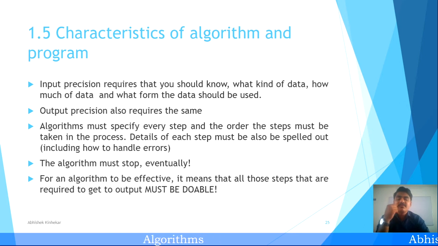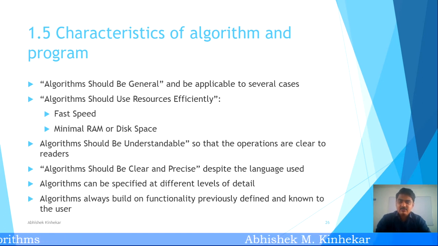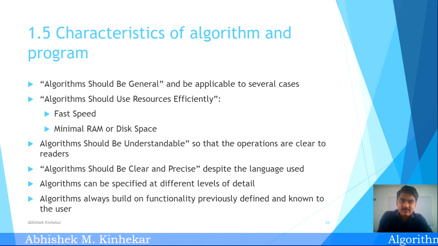These 5 characteristics play a vital role. Apart from these 5 characteristics, there are various other characteristics which an algorithm should possess. Which exactly are those characteristics? The first characteristic is your algorithm should be general and be applicable to several cases. Mind well, this slide contains all those characteristics of algorithm which are mostly used in object-oriented format.